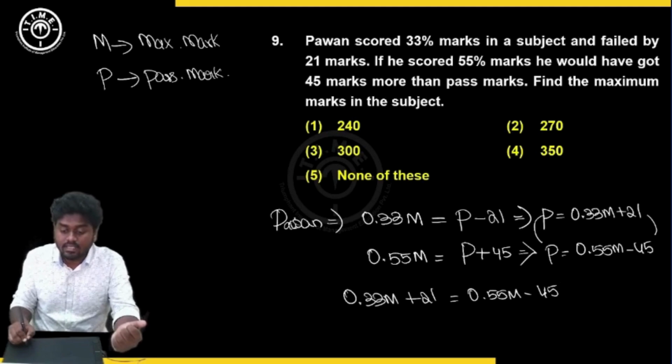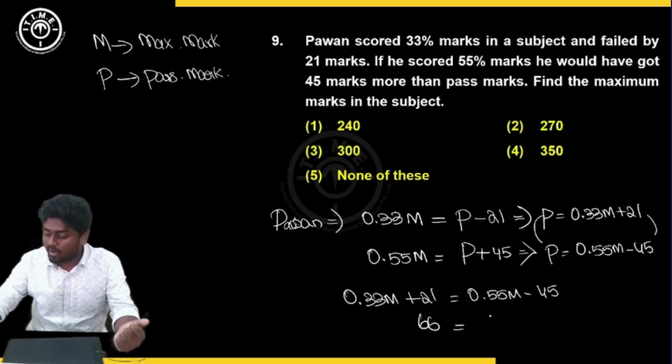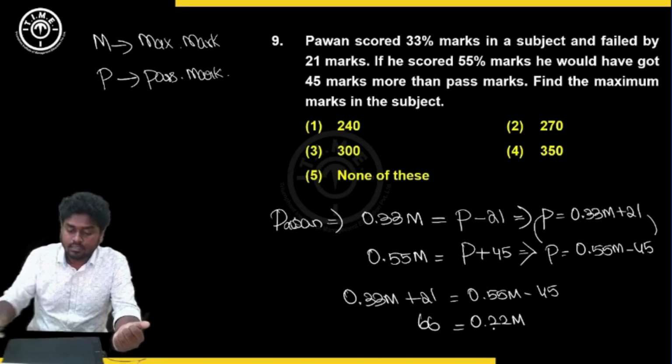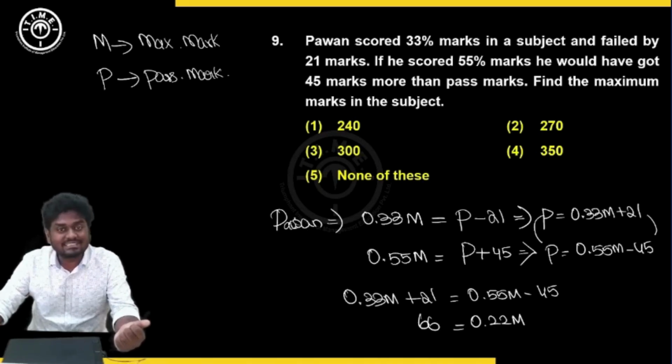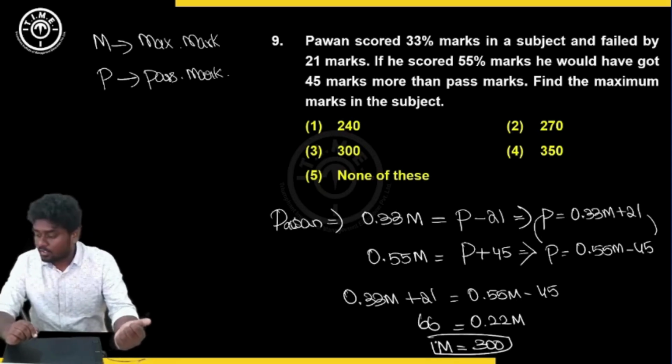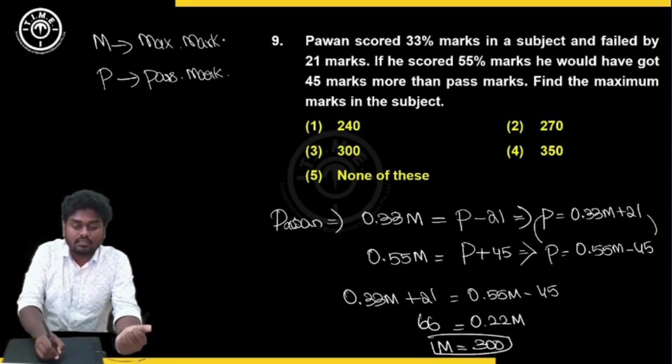Correct? Minus 45 on the left hand side, this will be 66, which is equal to, now from 0.55 if I subtract 0.33, I get 0.22. Correct? So if I divide 66 by 0.22, the value of m, you see, we get 300. So we got the maximum mark, that is 300.